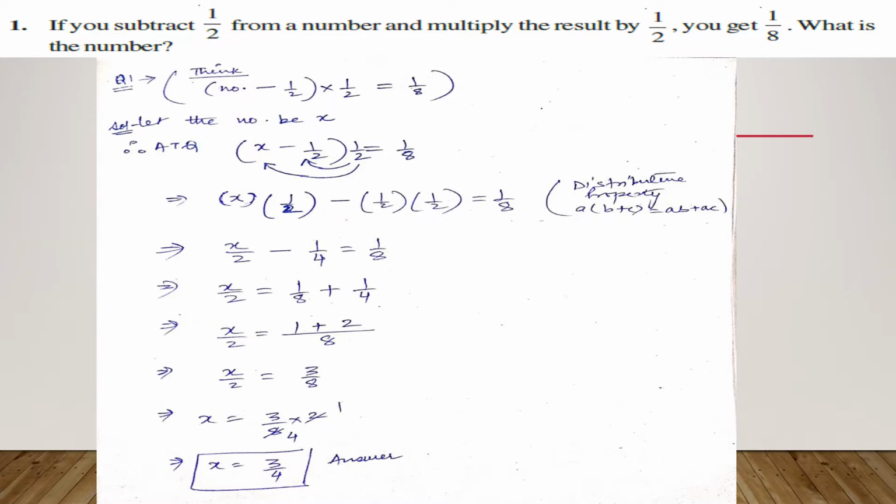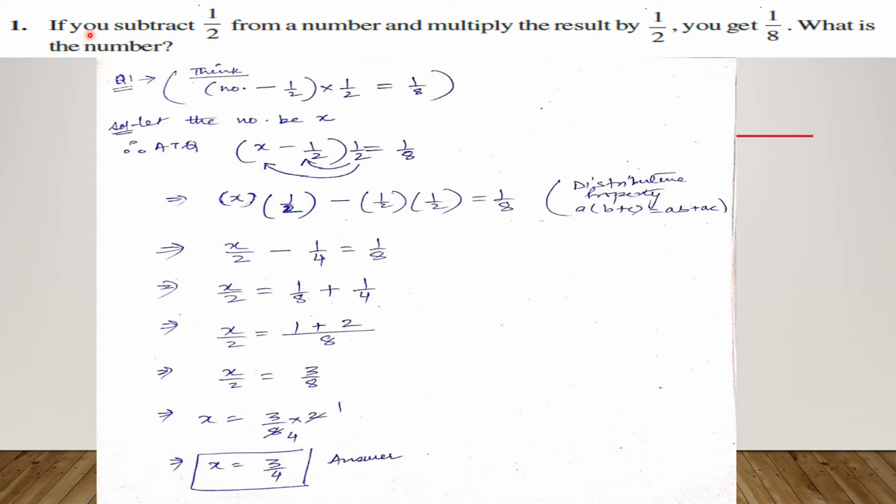The question is, if you subtract 1 by 2 from a number and multiply the result by 1 by 2, you get 1 by 8. So here the question wants you to form an equation from this language. We have done many questions in class 7 like this. Still, read it one more time.